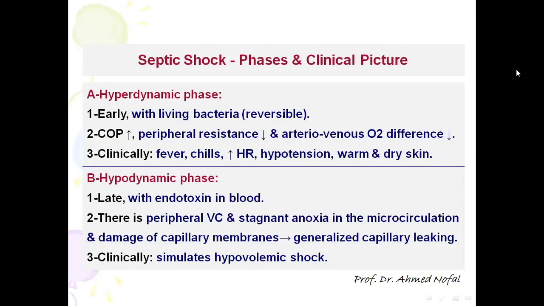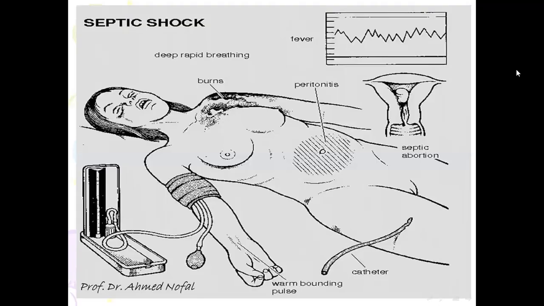In septic shock, there are 2 phases, hyperdynamic phase and hypodynamic phase. In hyperdynamic phase, this occurs early with living bacteria, and this is reversible. Clinically, there is fever, chills, increased heart rate, hypotension, warm and dry skin. In hypodynamic phase, this occurs late with the endotoxin in blood, and in this situation, it simulates the hypovolemic shock.